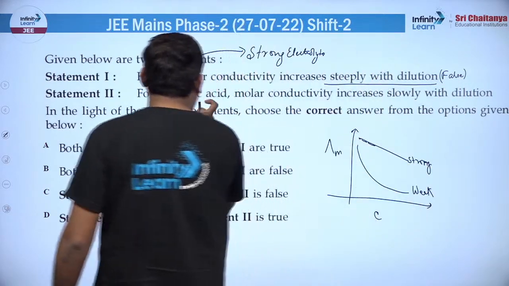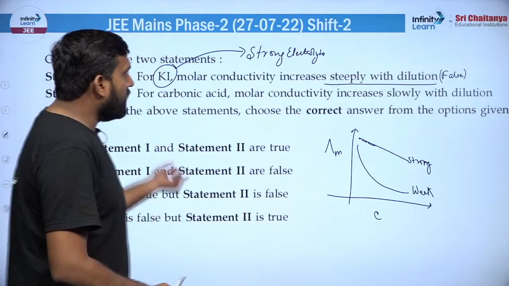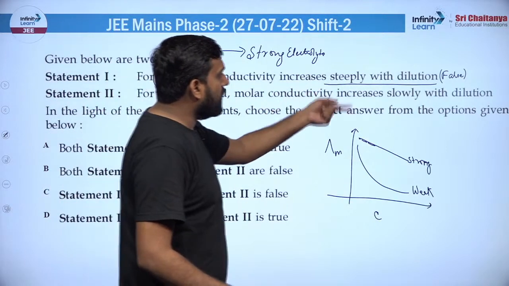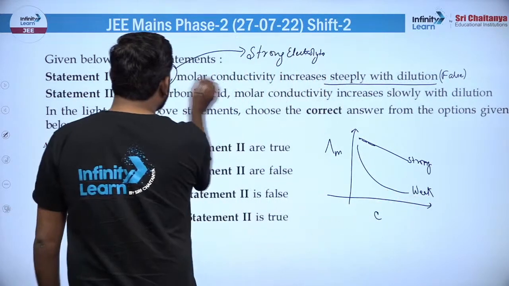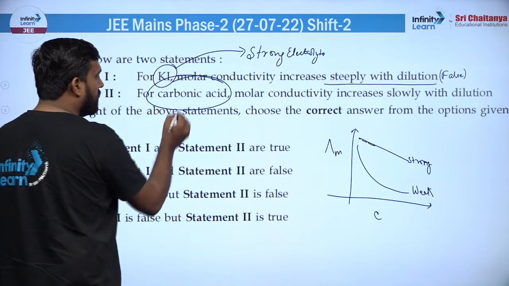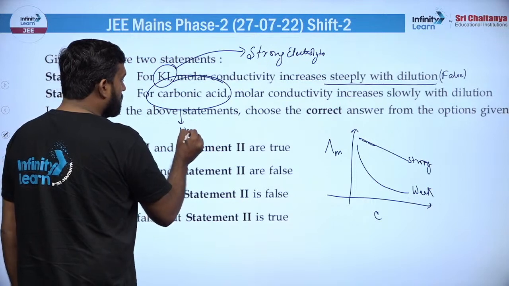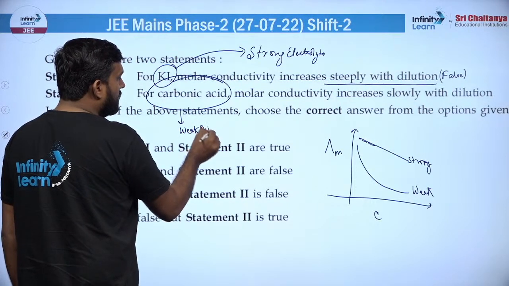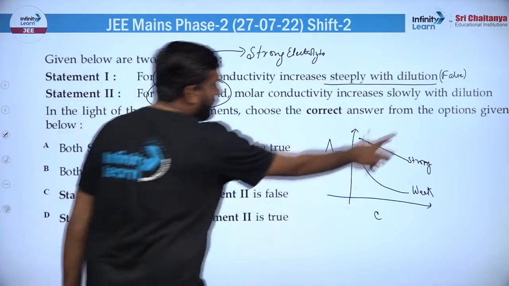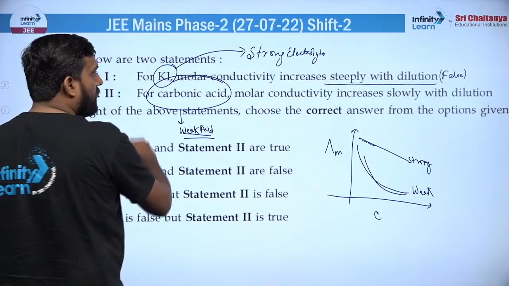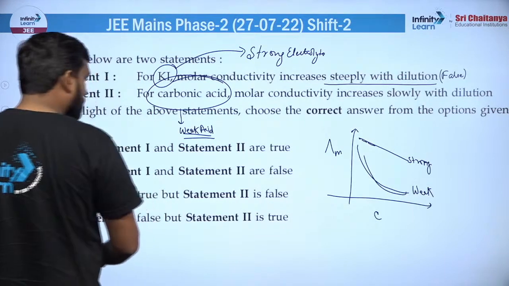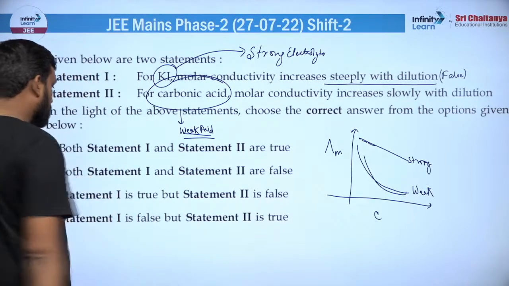The second statement: for carbonic acid, molar conductivity increases slowly with dilution. No, it increases sharply, because carbonic acid, that is H2CO3, is a weak acid, and for a weak acid the change is very sharp. So the second statement is also false. Both the statements are incorrect, so the correct answer is this: both the statements are incorrect.